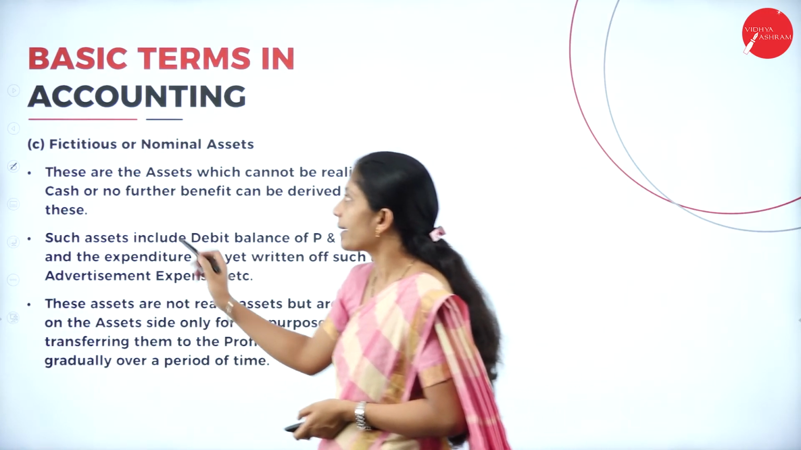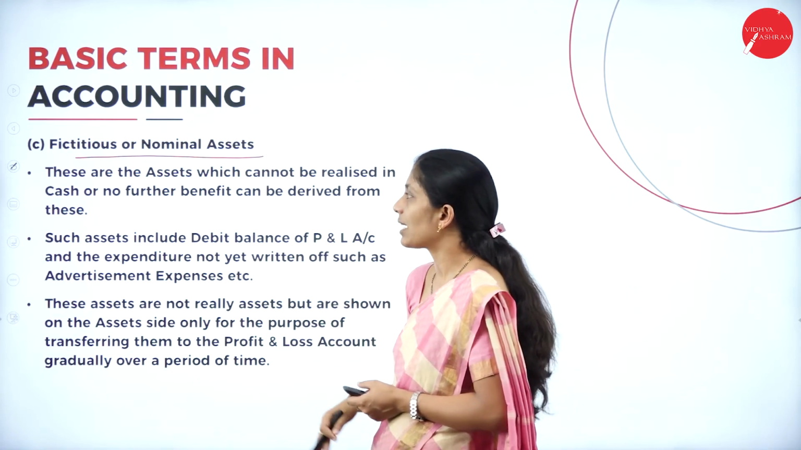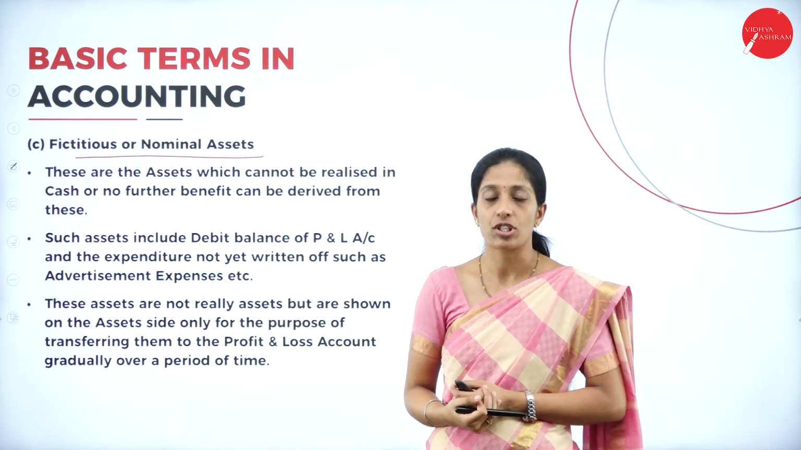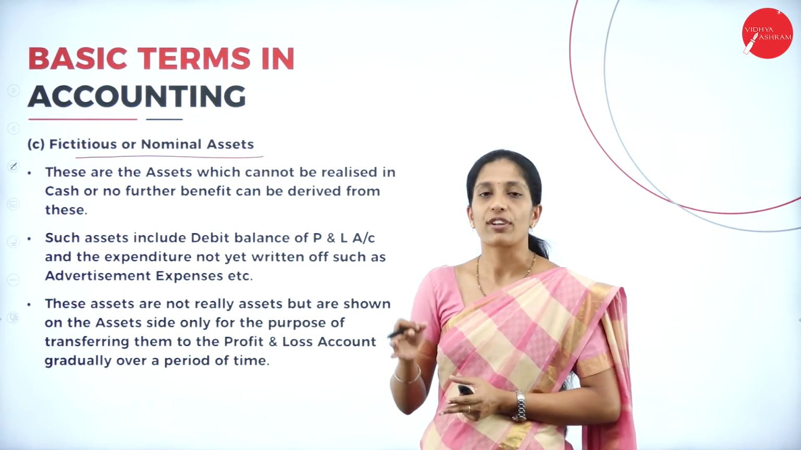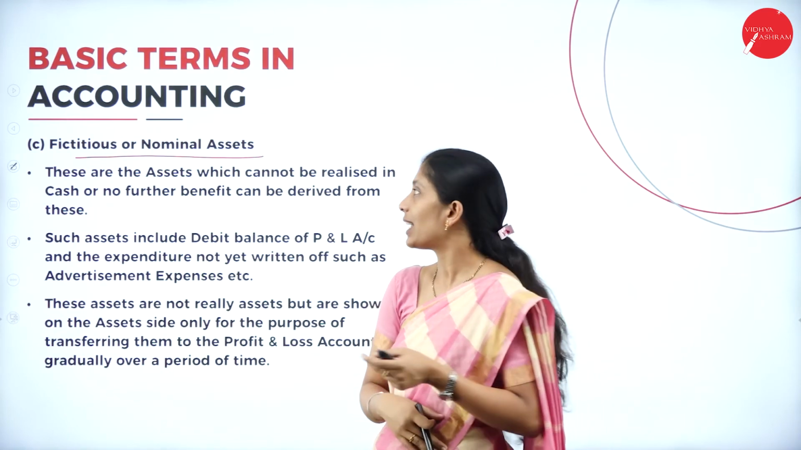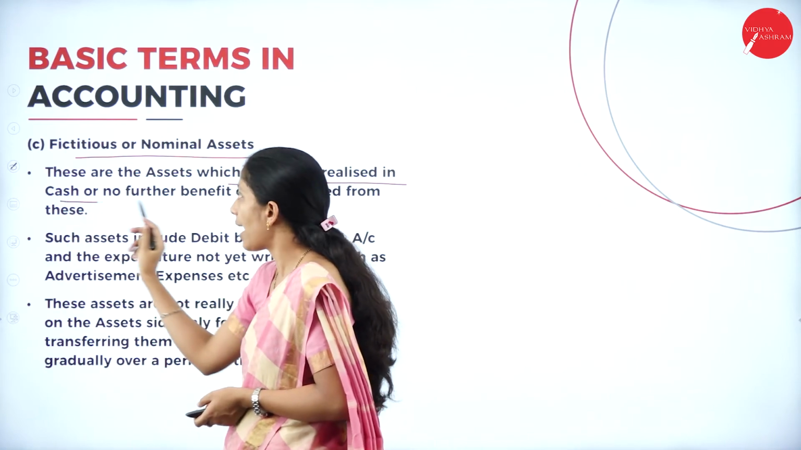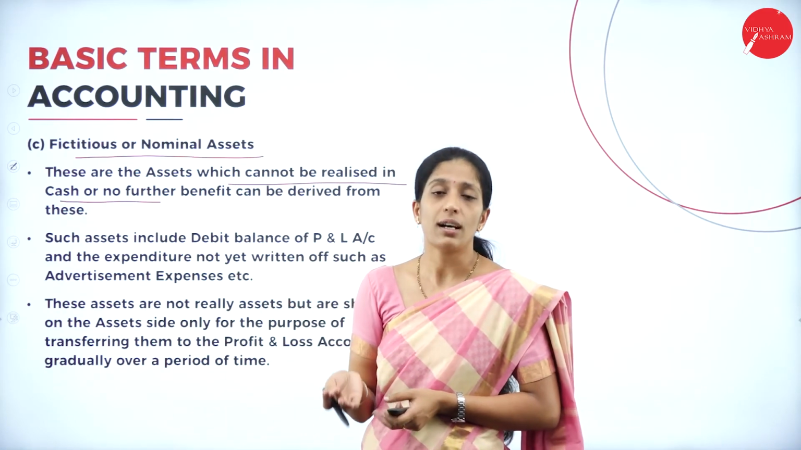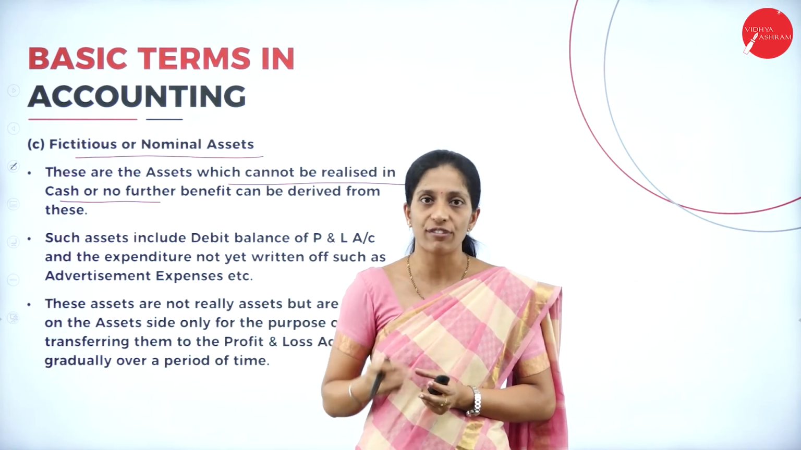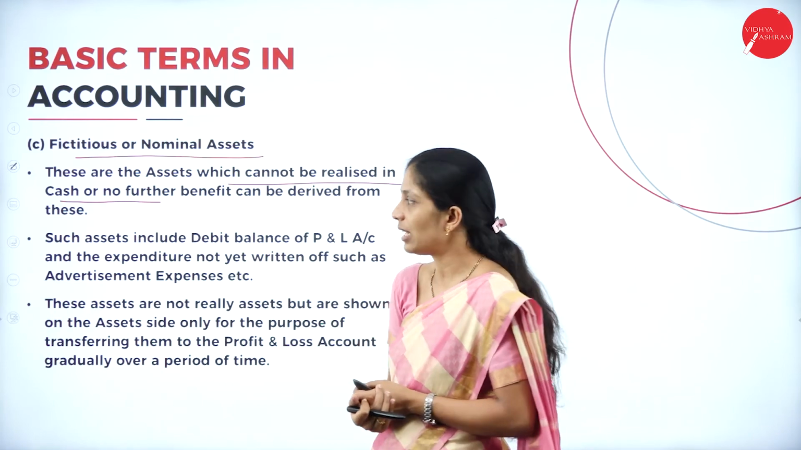Now, coming to the third type, that is fictitious or nominal assets. What do you mean by this? Here it cannot be realized in terms of cash. So, they are termed as what? Fictitious or nominal assets. Fictitious or nominal assets are those assets which cannot be realized into cash, or no further benefit or no future benefit can be obtained from these types of assets. So, they are termed as fictitious or nominal assets.